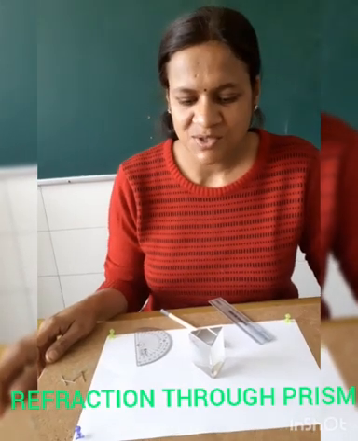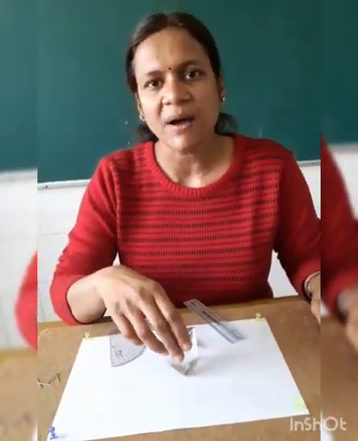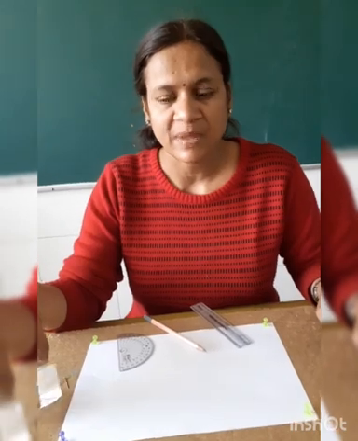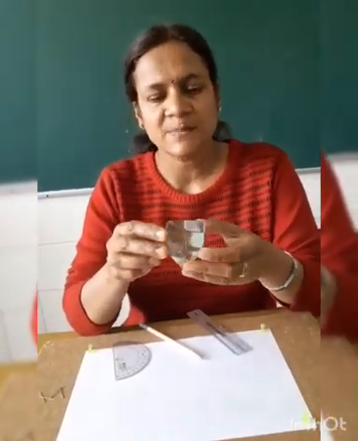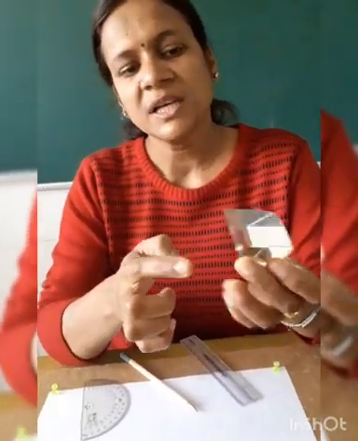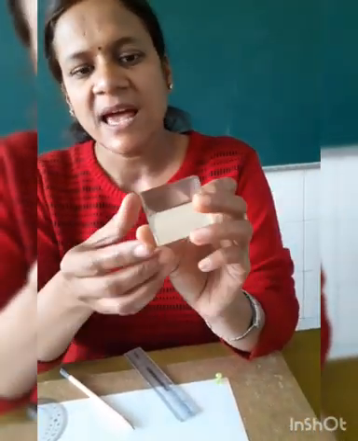Good morning everyone. Today I am going to tell you how we can trace the path of a light ray when it passes through a prism. For this experiment we need a prism. This prism is a 5 surface body which has 3 rectangular surfaces and 2 triangular surfaces.